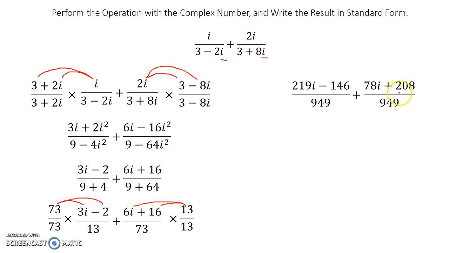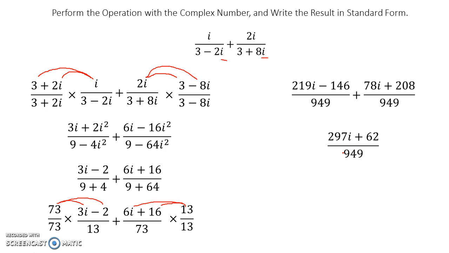I can at this point go ahead and add them together. My imaginary parts go together, my real parts go together. You never combine them. You can multiply, but when it comes to addition and subtraction, you don't combine real with imaginary. So I will combine those, and I end up with this right here. One fraction. I have now performed the operation, which required me to, again, multiply by the conjugates, find a common denominator, add the fractions together.